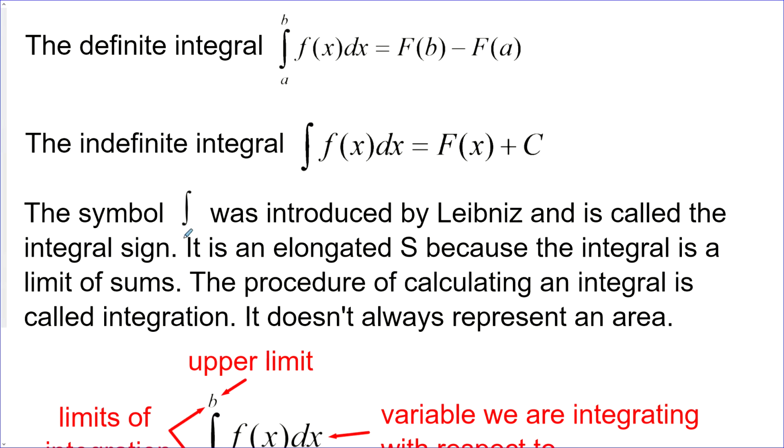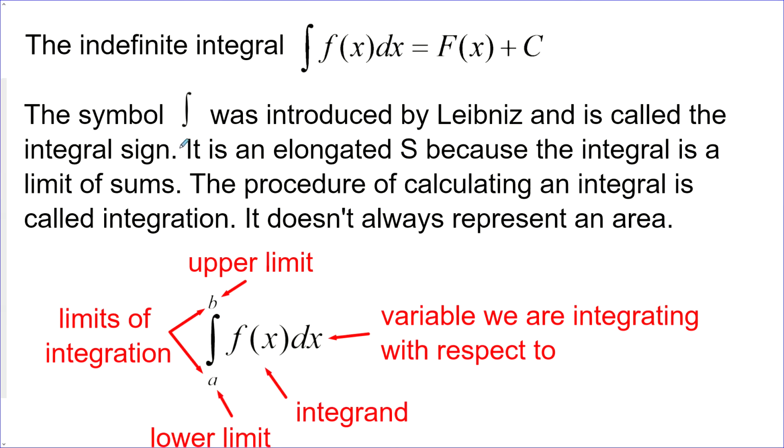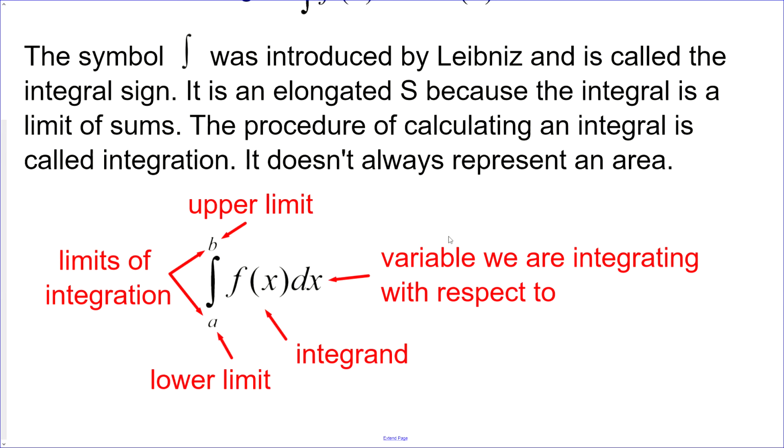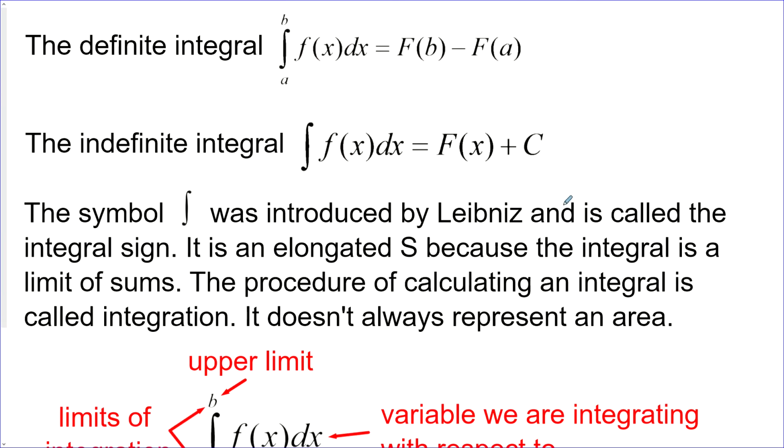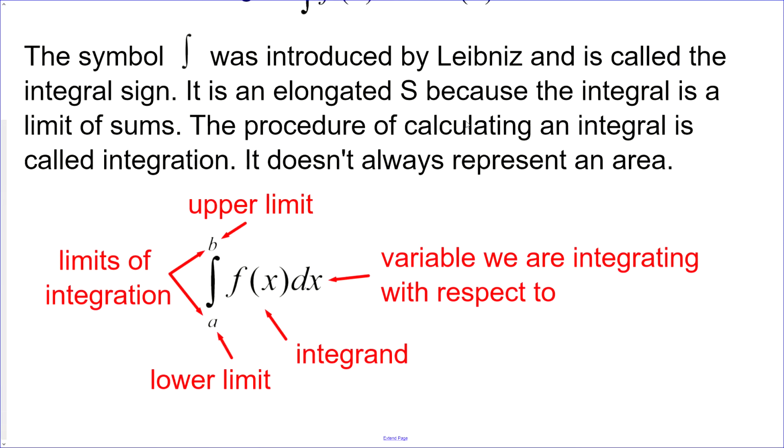This long elongated s here is the integral sign. It was introduced by Leibniz, and it's s for sums. So the procedure of calculating an integral is called integration, and it doesn't always represent an area, and we've kind of seen that before. If I'm not paying attention and I just do this with my antiderivatives, I can get negative area and zero area and things that don't make sense in terms of area.